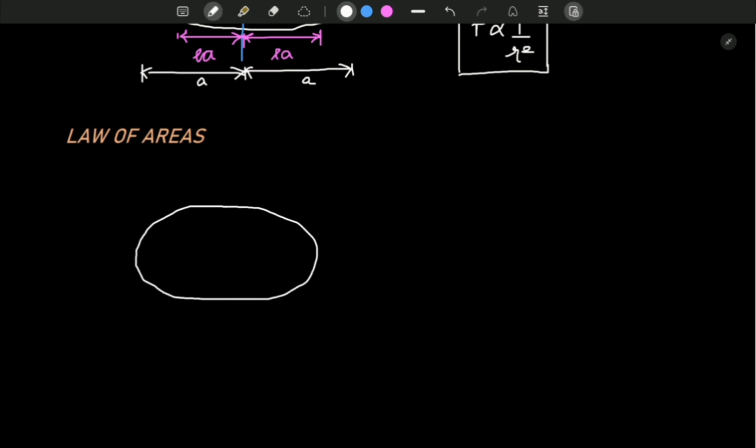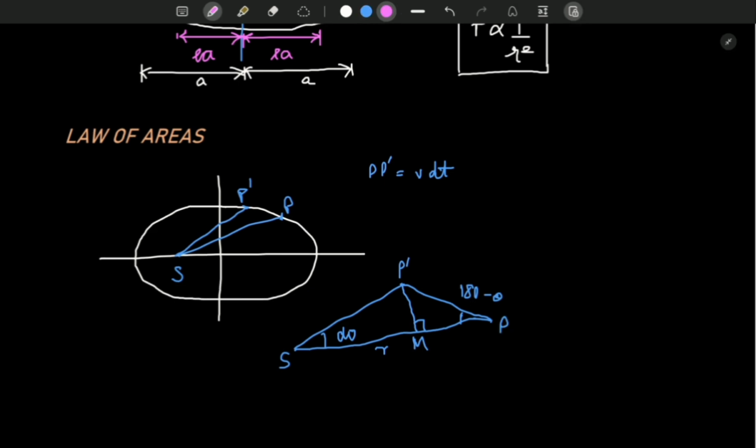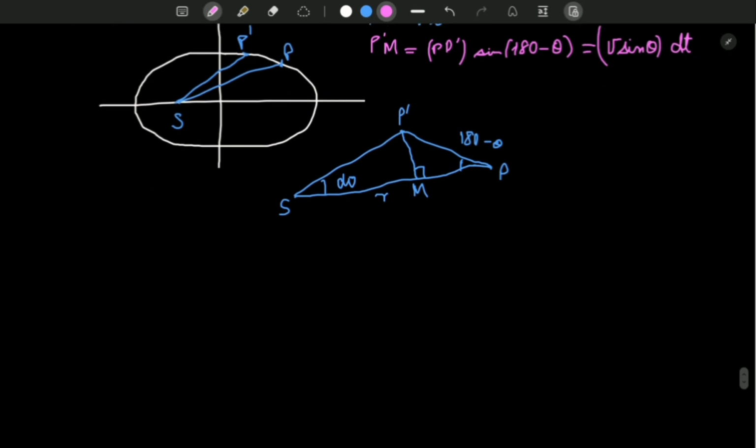For this, we need to draw an ellipse. This S is the position where the sun lies. This is the focus of the ellipse. This is point P and it moves to point P dash. So PP dash equals v dt. So P dash M equals PP dash sin theta equals v sin theta dt. In a small time interval dt, the line from the sun S to the planet P turns through an angle d theta. So the area swept out in this time interval is a small area dA.